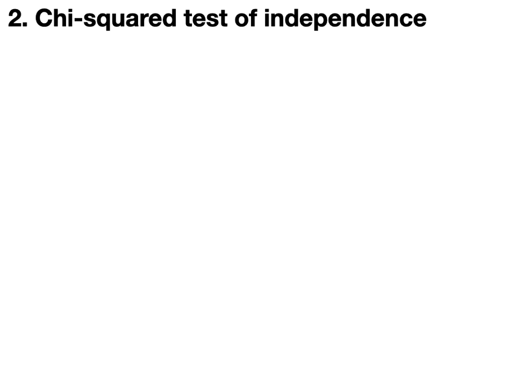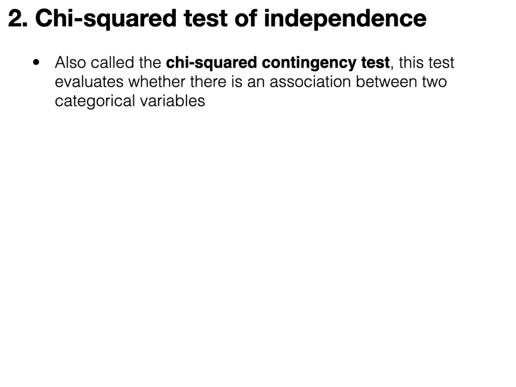Okay, so now let's move on to the second type of test we're going to cover. Again, this is a type of test for when your dependent variable is a categorical variable. This is the chi-squared test of independence, also called the chi-squared contingency test. This test evaluates whether there is an association between two categorical variables.